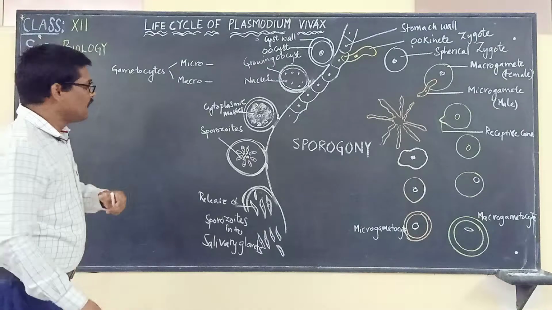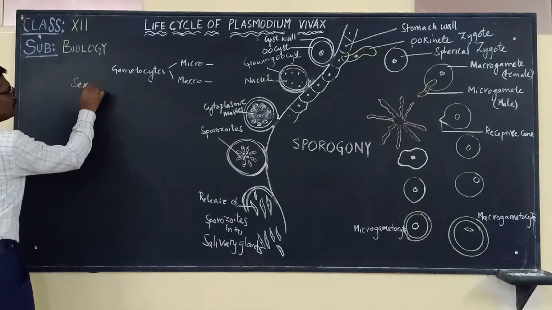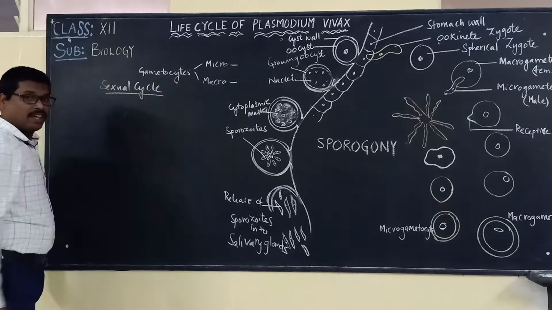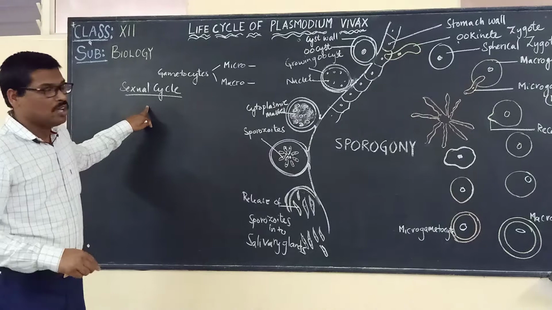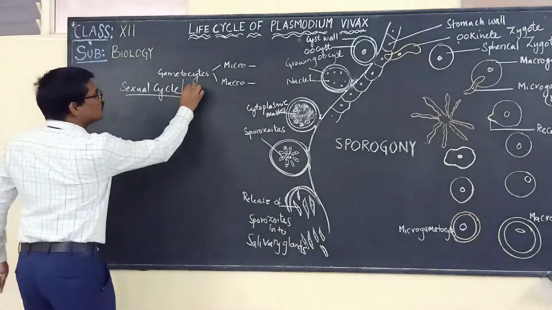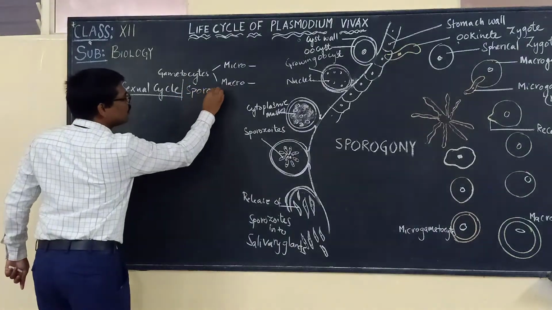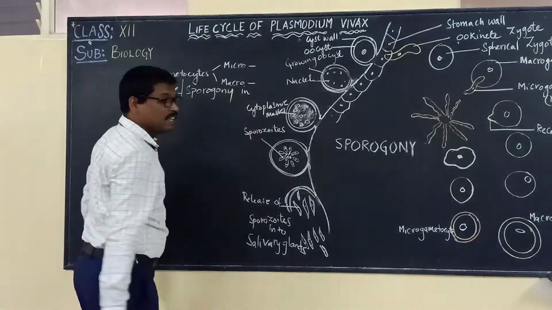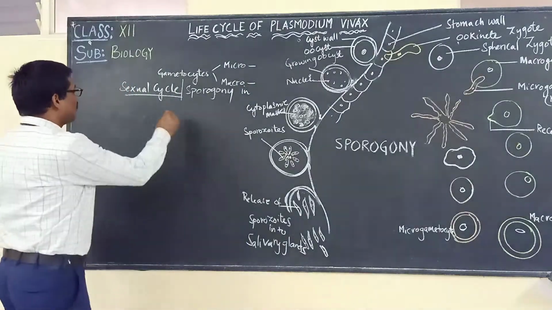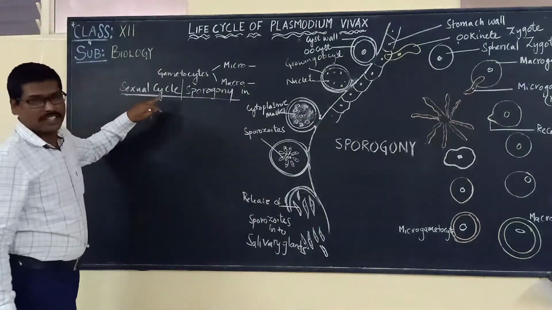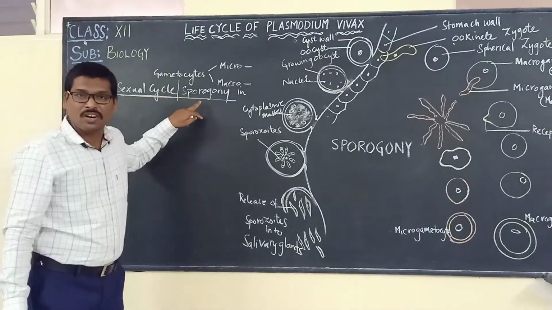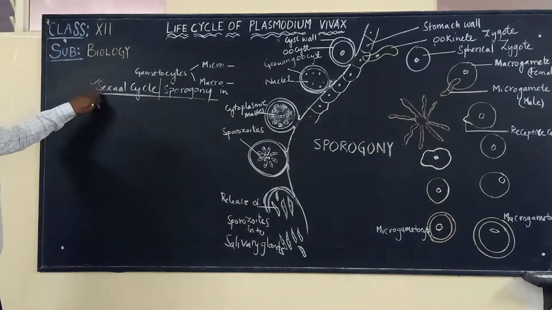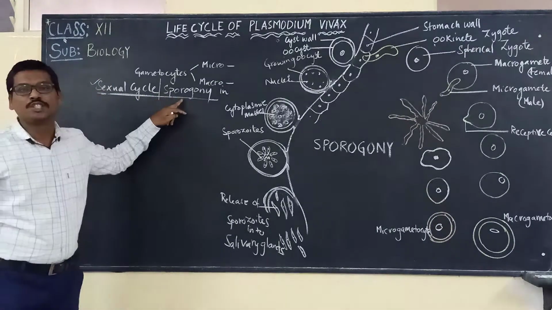Now we are going to discuss the sexual life cycle, the sexual life cycle that is taking place in the mosquito. That is also called sporogony. In which one is it taking place? In the female Anopheles mosquito. So let us make it now the sexual life cycle, or otherwise called sporogony. We are going to discuss the sexual cycle or sporogony.